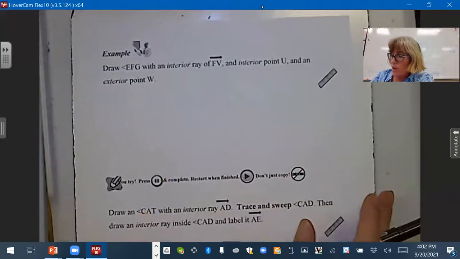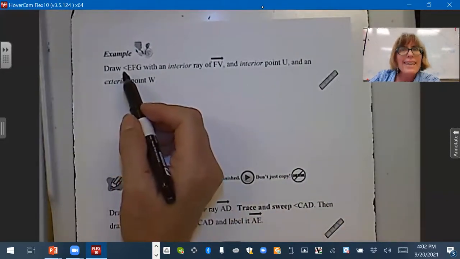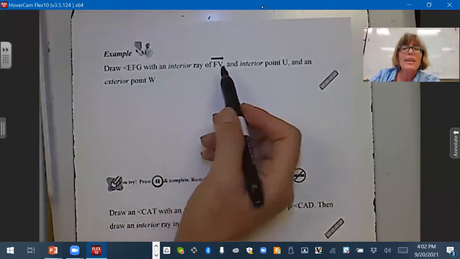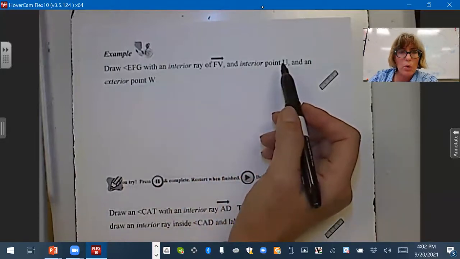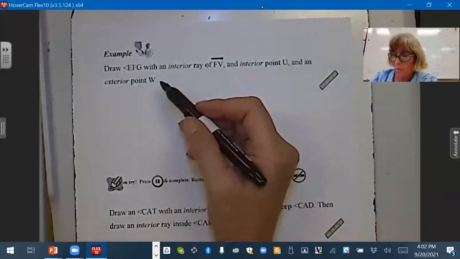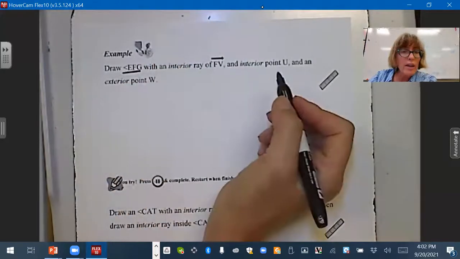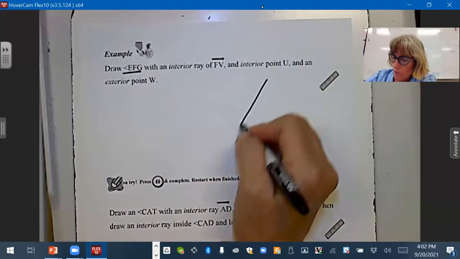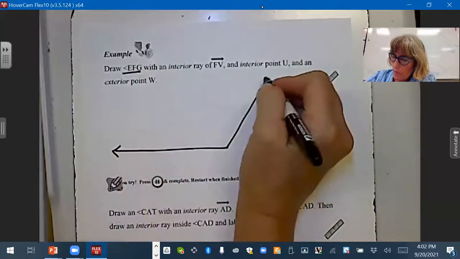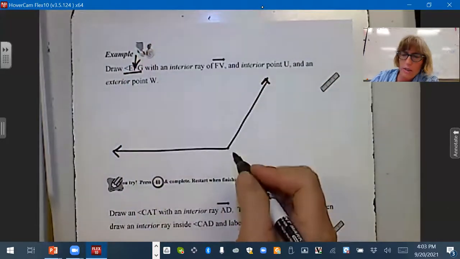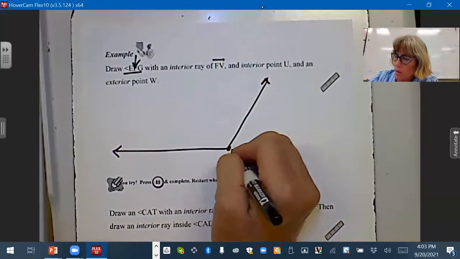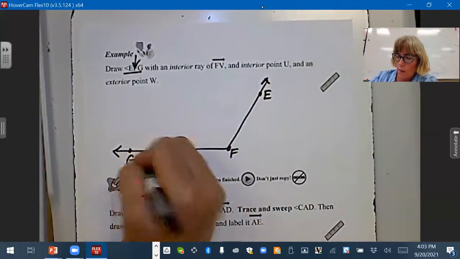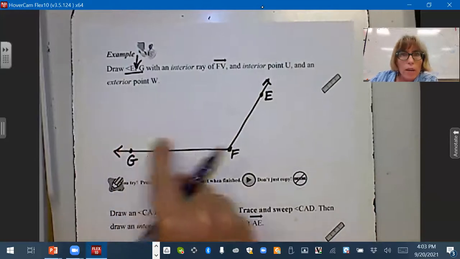So we're going to do a little bit of drawing here. It says draw an angle EFG with an interior ray FV and an interior point U and an exterior point W. So an angle EFG. It doesn't tell you whether it's acute or obtuse, so it doesn't matter. What does matter is F is the middle point, so F must be the vertex. And which one's E and which one's G doesn't matter. So I can do EFG this way or EFG that way.